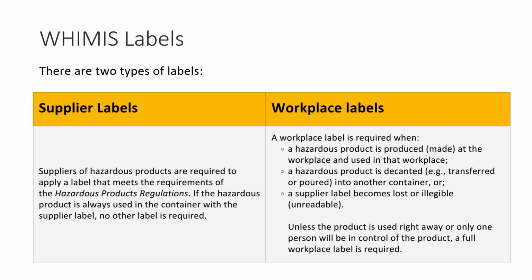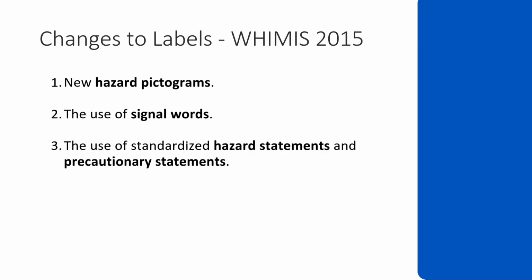A workplace label is required when a hazardous product is produced at the workplace and used in that workplace, a hazardous product is decanted into another container, or a supplier label becomes lost or illegible. Unless the product is used right away or only one person will be in control of the product, a full workplace label is required. Changes to labels under WHMIS 2015 include 1. New hazard pictograms. 2. The use of signal words. 3. The use of standardized hazard statements and precautionary statements.